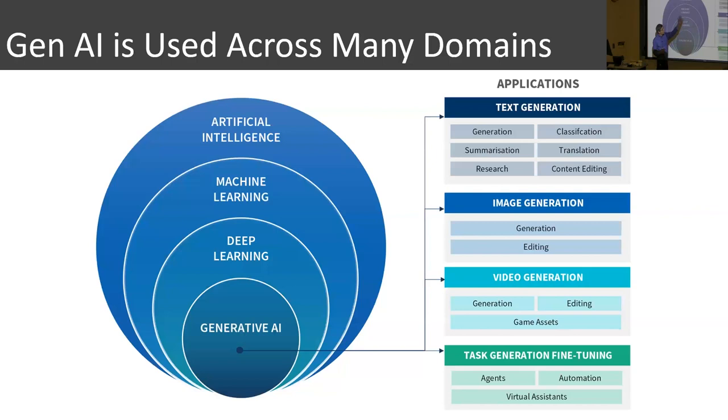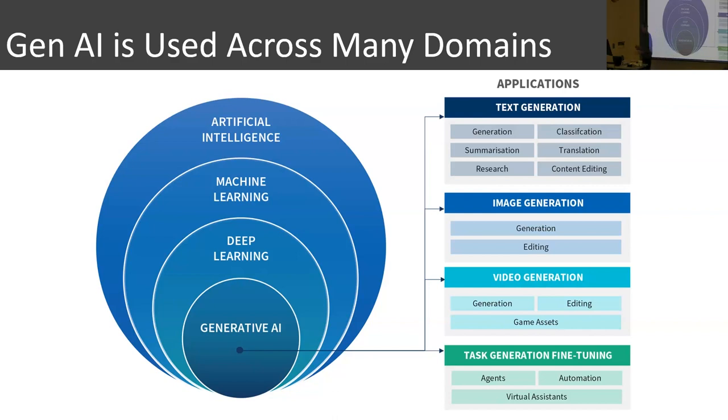Generative AI can be used across many different areas. So, text generation, that's ChatGPT. Image generation, we can actually use DALL-E. How many people have actually seen DALL-E? So, maybe 10%. I'll give you an example of that. It can actually be used for video generation. It can be used for tasks. So, it can be used in many different ways. I'm going to go into depth about what it is, with more time to do that.